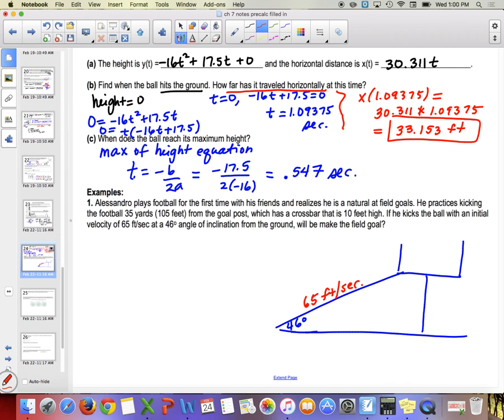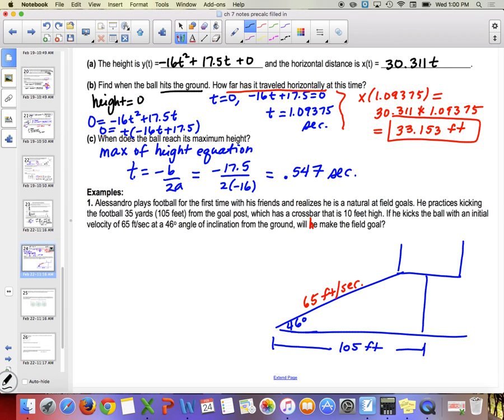we want to know if he's going to be able to make the field goal. We want to know if after this horizontal distance, 35 yards away, so 105 feet, how high it is after 105 feet. Okay, so we come up with all of these components.